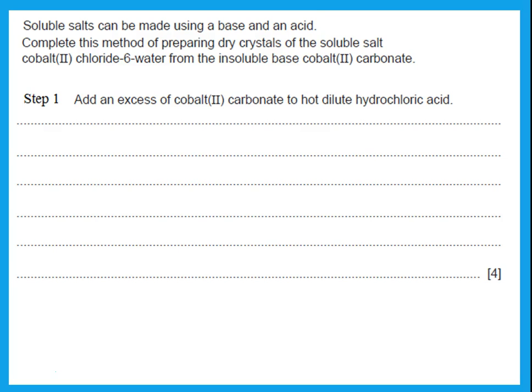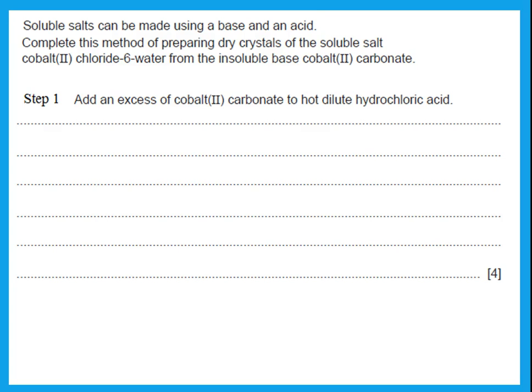I'm trying to make cobalt 2 chloride. So he's reacting cobalt 2 carbonate with acid. Now, you should know that cobalt 2 carbonate is soluble or insoluble. Well, he actually tells you that it is insoluble. So I'm starting with an insoluble salt, and that means I'm trying to explain which method. Neutralization. If I'm starting with something insoluble, I'm trying to explain neutralization. So in neutralization method, the first thing we do is add excess cobalt 2 carbonate to hot dilute hydrochloric acid.